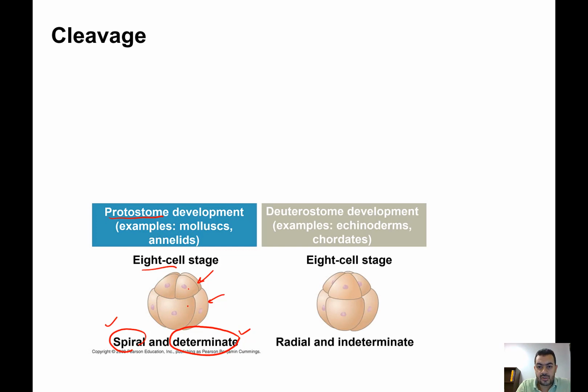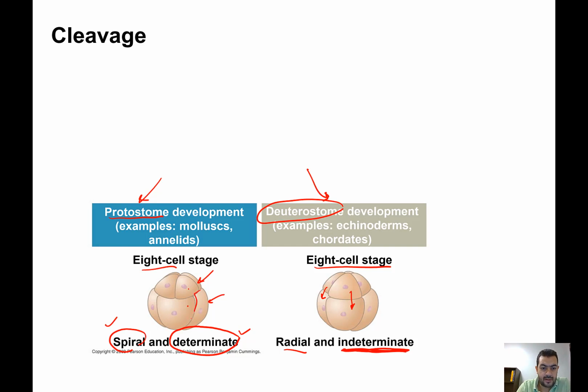In comparison, the deuterostome development is characterized by an 8 cell stage that shows radial arrangement. So if you pay attention, each cell is directly under the one above. There is no angle in this case, and the most important thing is that each one of these cells has indeterminate fate. So if you take any of these 8 cells, it can cause the development of a new organism. And this is actually the reason for the development of identical twins. So we, as humans, belong to the deuterostome development. Some other animals are protostome development.